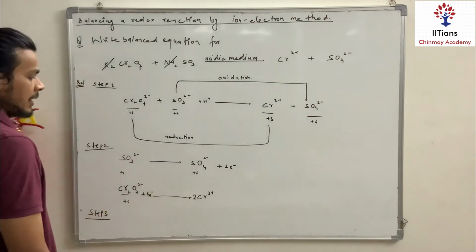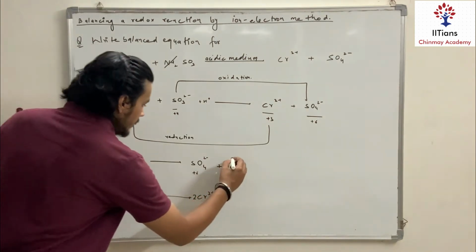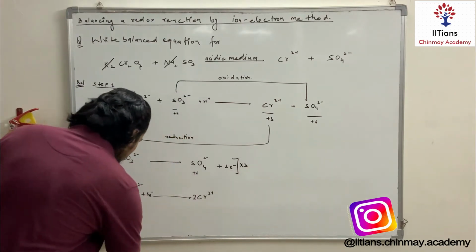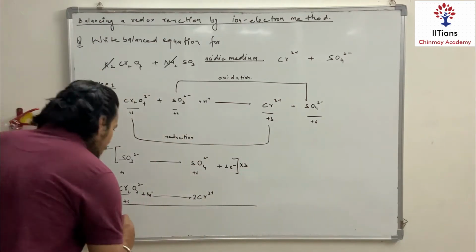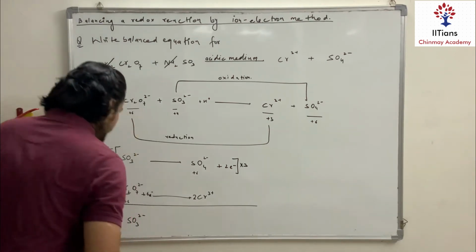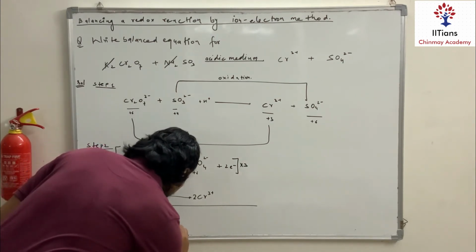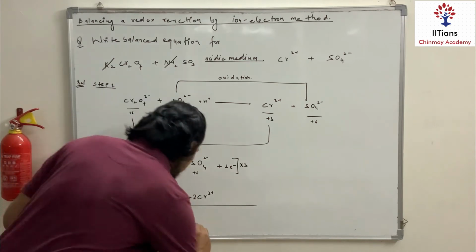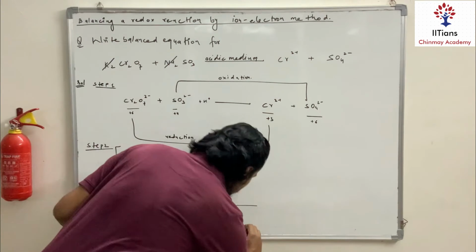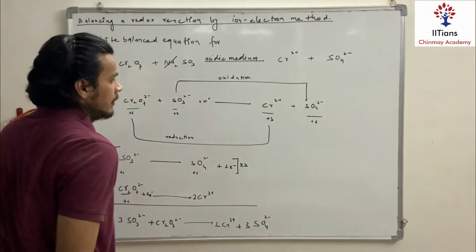Now in step 3 we will add these reactions in such a way that electrons get cancelled. So here I will have to multiply this by 3 and add these two half reactions. So I will get 3 sulfite plus Cr2O7 2- gives 2Cr3+ plus 3 sulfate.